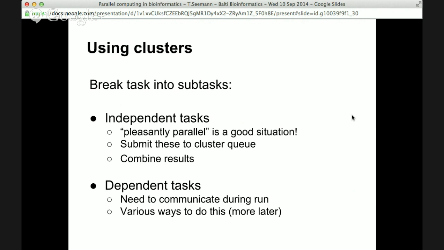So to take advantage of a cluster, what do you do? You take your task and you break it into subtasks. Some tasks are pleasantly parallel or embarrassingly parallel, which is a good situation. You break your data up, submit each subtask to the cluster queue, and then combine your results. Taking a large set of sequences and blasting them against the same database is a good example of that. But many other tasks, such as de novo genome assembly, need to communicate during the run. They can't work independently. What they do next depends on what's happened so far on other nodes. There are various ways to do that, and I'll talk about that later.